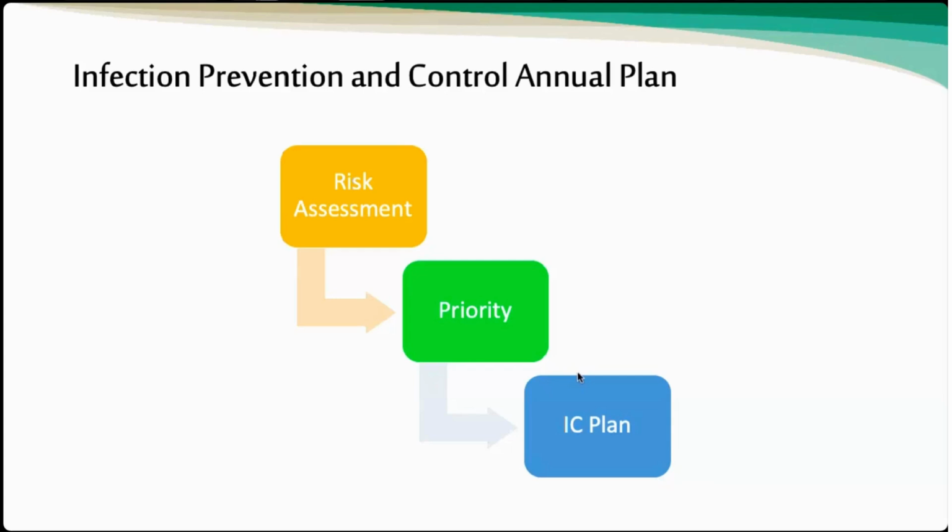I think you talked about the risk assessment yesterday, in the lecture yesterday. So based on your risk assessment, the plan is established and goals are set for preventing the development of healthcare associated infections within the organization and the hospital. So based on the risk assessment, we will prioritize and then we can establish our infection control annual plan.